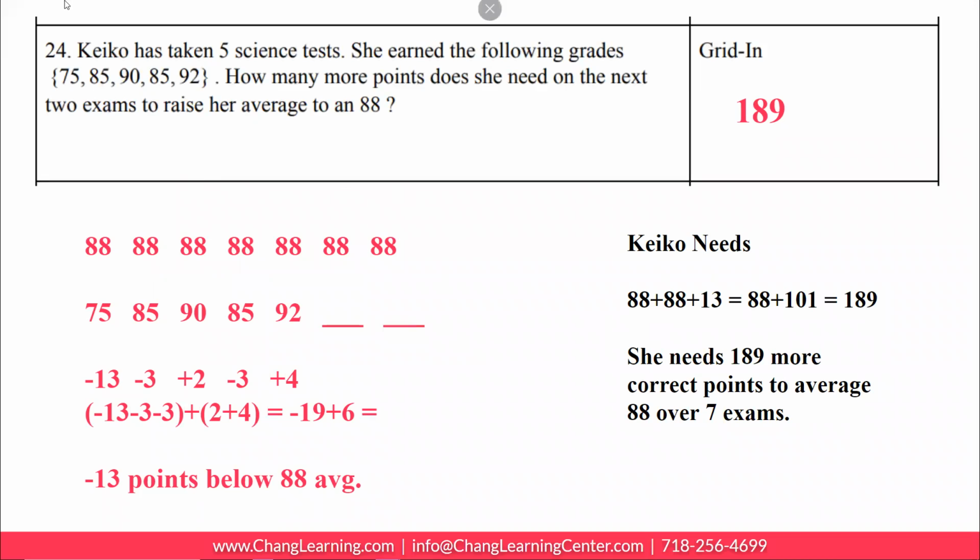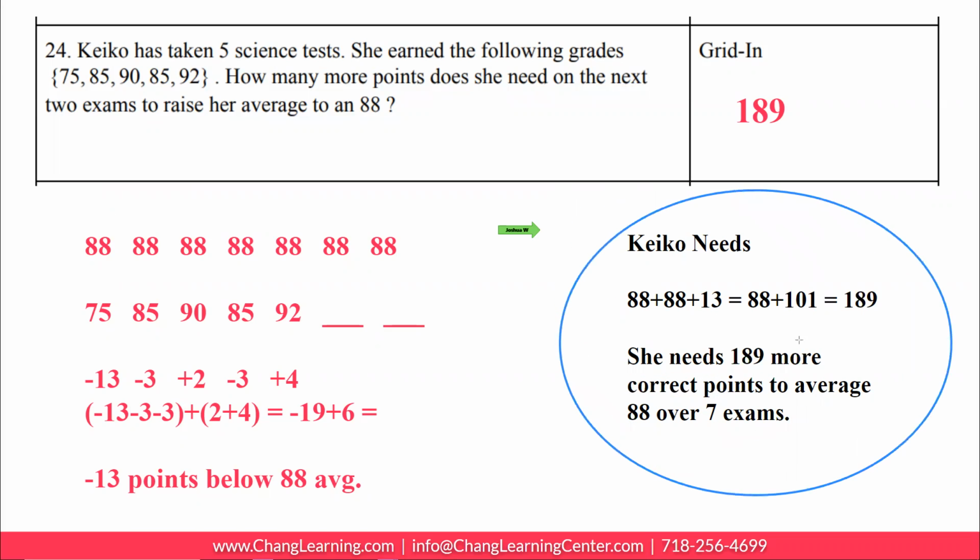Here's an example. Keiko has taken 5 science tests, and she's earned the following grades: 75, 85, 90, 85, and 92. How many more points does Keiko need on the next 2 exams to raise her average to an 88? Most students solve this problem with this method. That's how most students solve it.